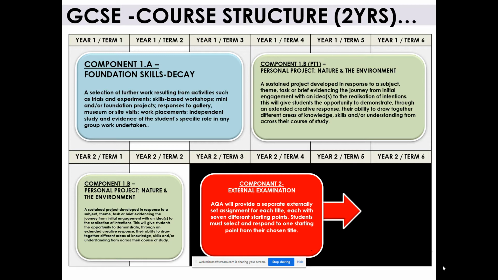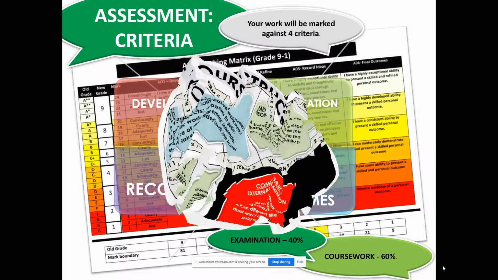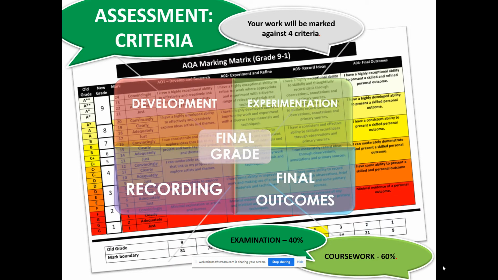that will run from term 4 in year 1 all the way up to Christmas in year 2, and then roughly somewhere in term 3 or term 4 of year 2, the examination will be published, and then the kids would use the skill sets that they've learnt during the previous projects to develop a project based on a theme. So without further ado, the GCSE is broken down into development, experimentation, recording and final outcomes.